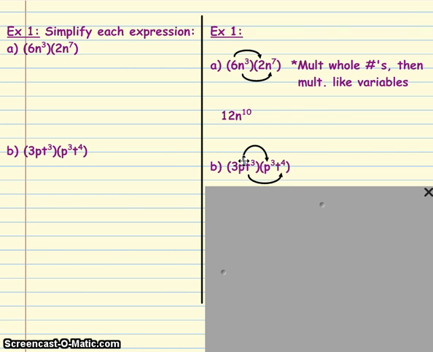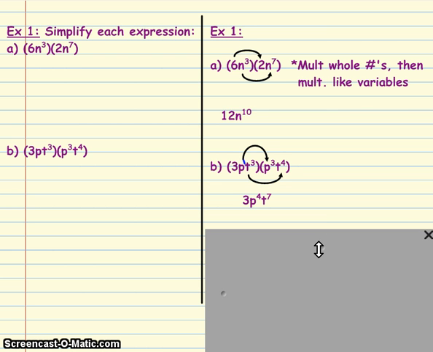We're going to multiply the p times p to the third, and just a reminder, there's that imaginary 1 for the exponent. So when we have p times p to the third, it's really like 1 plus 3, which is going to be p to the 4th power. And then t to the third times t to the 4th, add those together, t to the 7th. So altogether we're going to have 3 p to the 4th, t to the 7th, all nice and simplified.